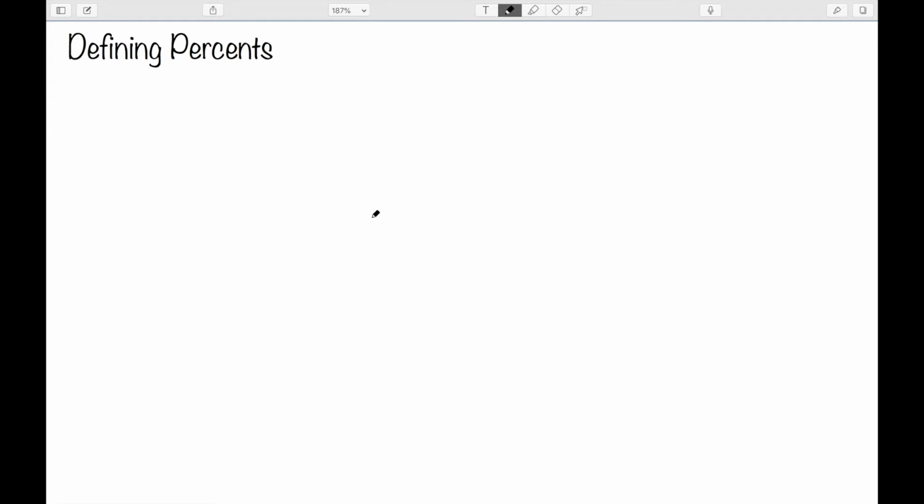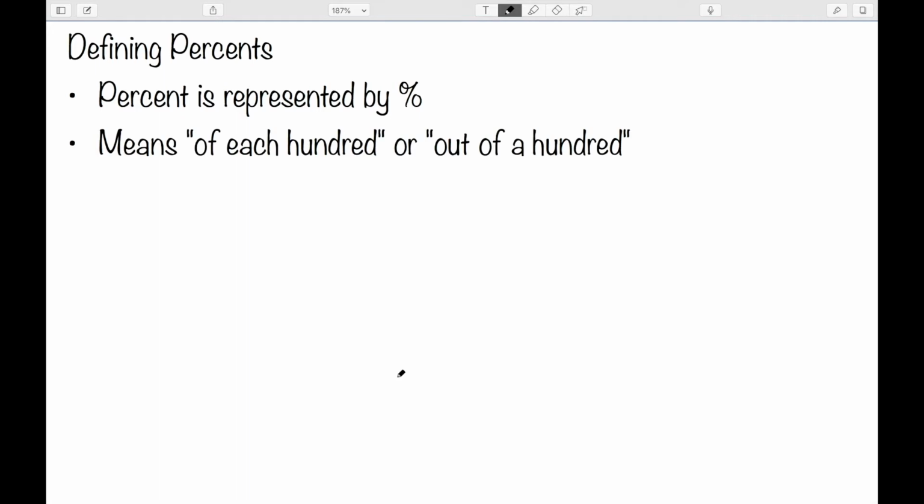In this video, I want to look at how to define a percent and how we might be able to represent it with diagrams and pictures. When talking about percents, we usually represent it by this percentage symbol here. And percent actually means of each 100 or out of 100.